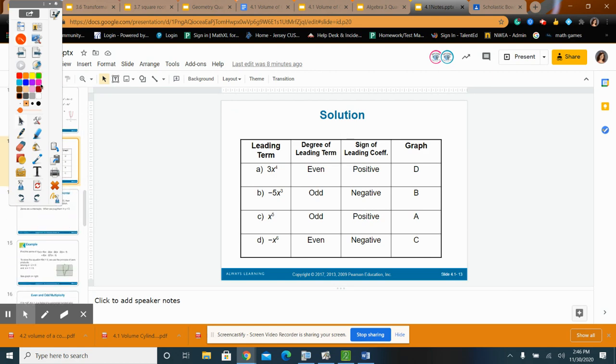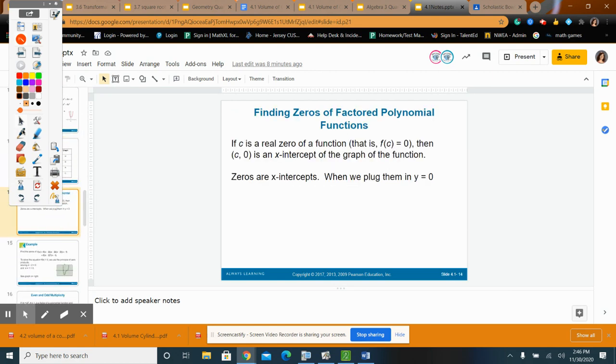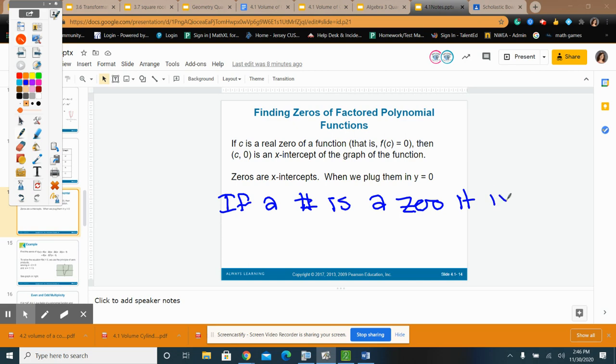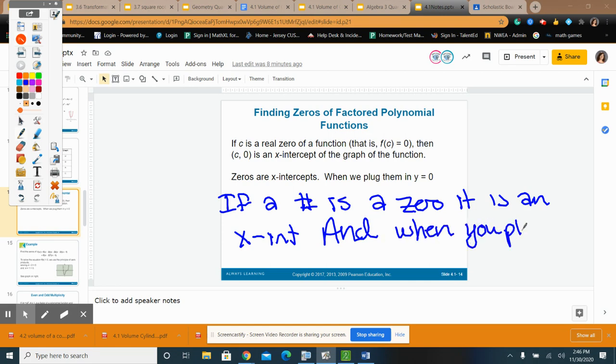Okay, so how do you find zeros? How do you know if something is a 0? You need to write this down. If a number is a 0, it's an x-intercept. And because you're going to do this on your homework, when you plug it into the equation, it will equal 0.